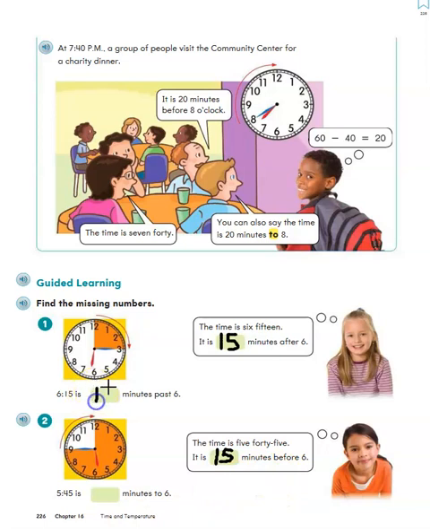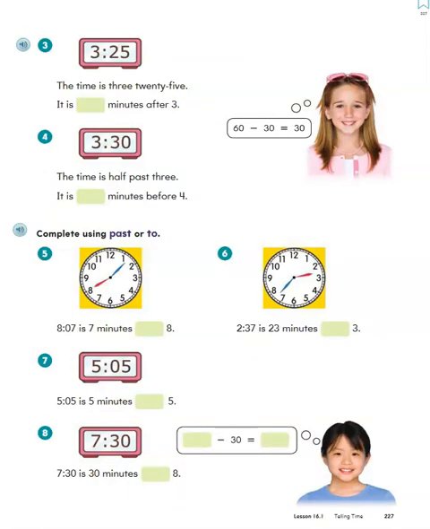And then these little green boxes, we would just write the same thing. 6:15 is 15 minutes past 6. 5:45 is 15 minutes to 6. Okay, let's keep finding our missing minutes.